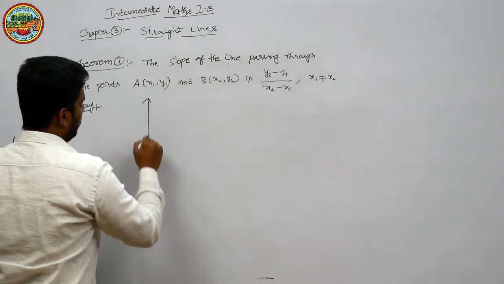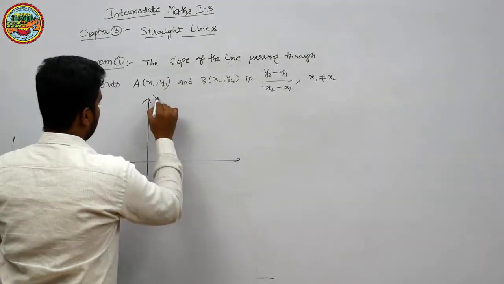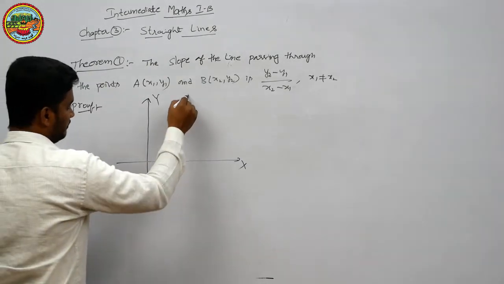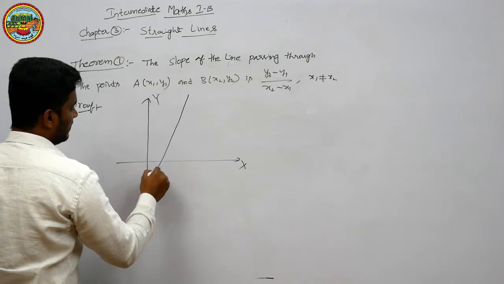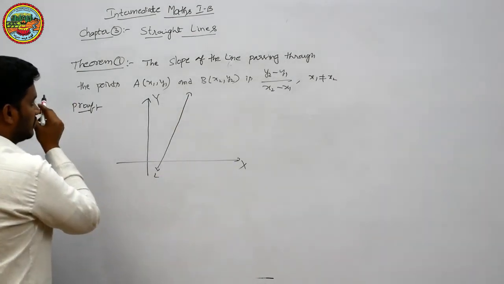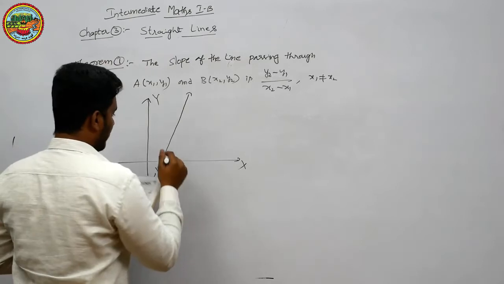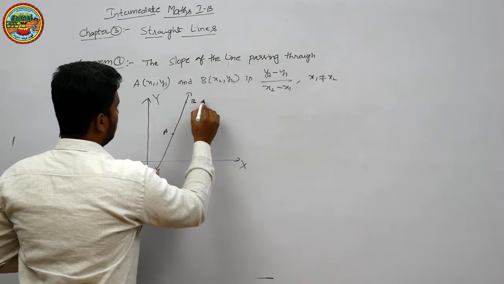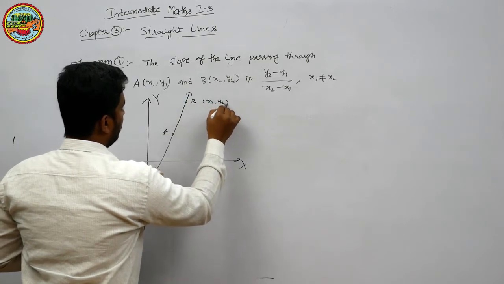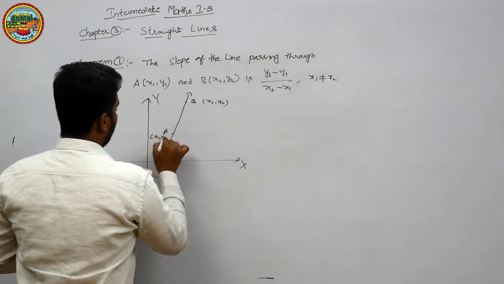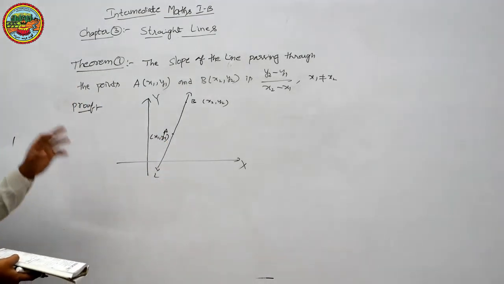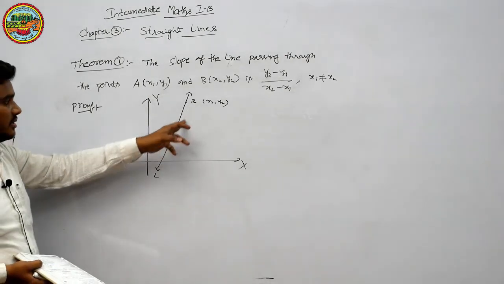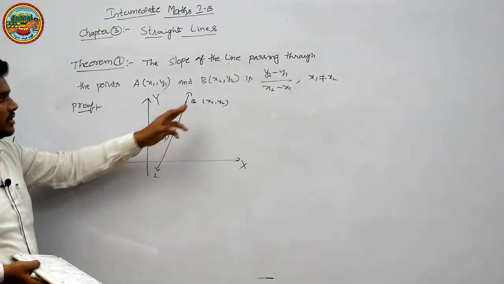In a plane we have the x-axis and y-axis. Here is the line L, which passes through 2 points, A and B. B is the point (x2, y2) and A is the point (x1, y1). We have to find the slope of the line passing through these 2 points.